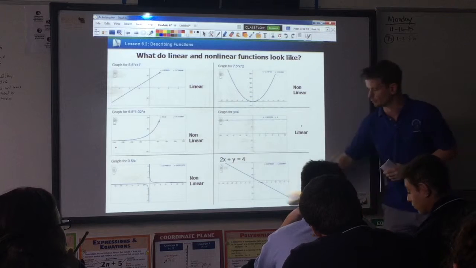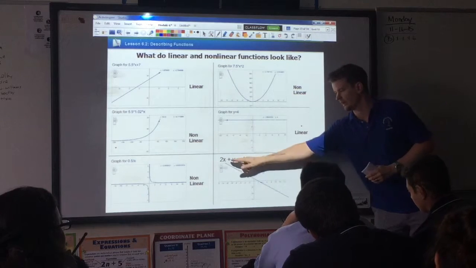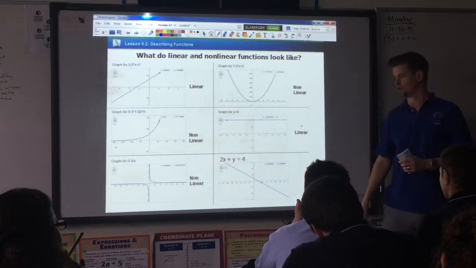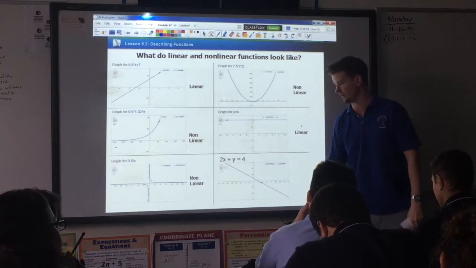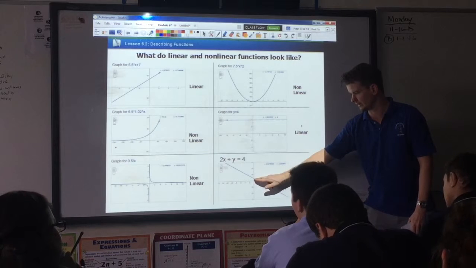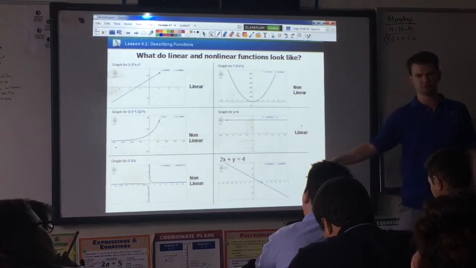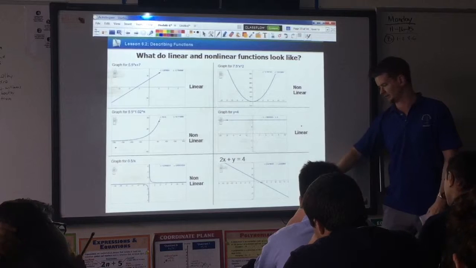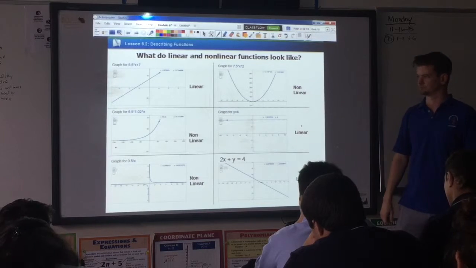And then the very last one was the one that we had to rewrite. We had to move over the 2x to the right side of the equation. We ended up with y equals negative 2x plus 4. That makes sense because we have a negative slope here, and it crosses over the y-axis at 4. Is that linear or nonlinear? Linear. That's linear. It's a nice, straight, juicy line.